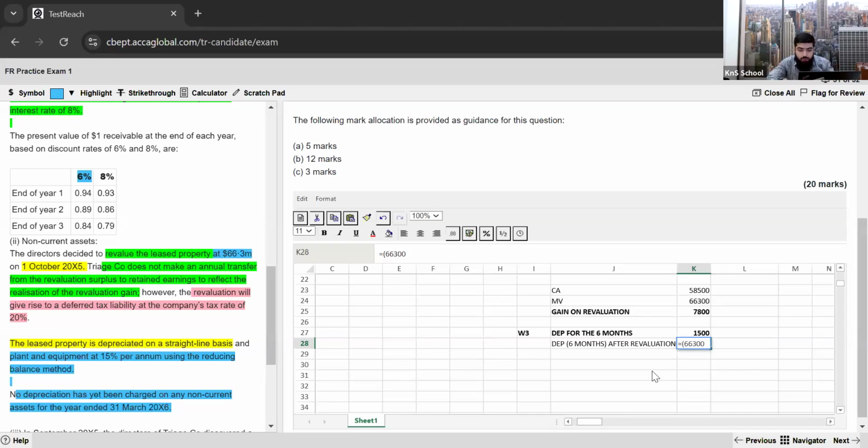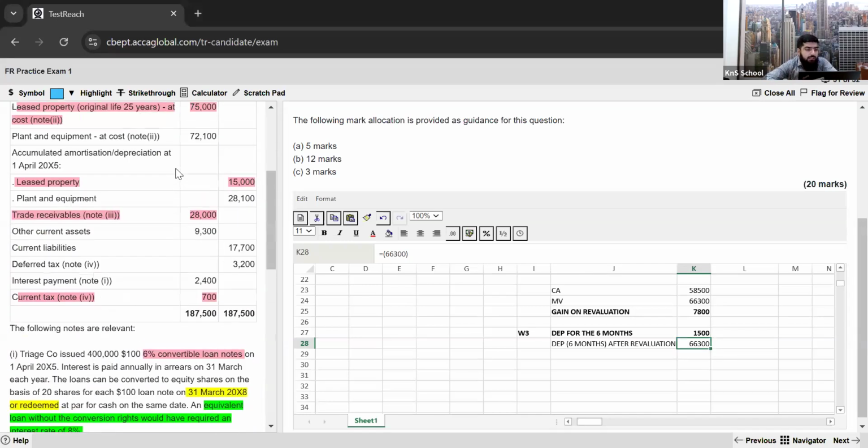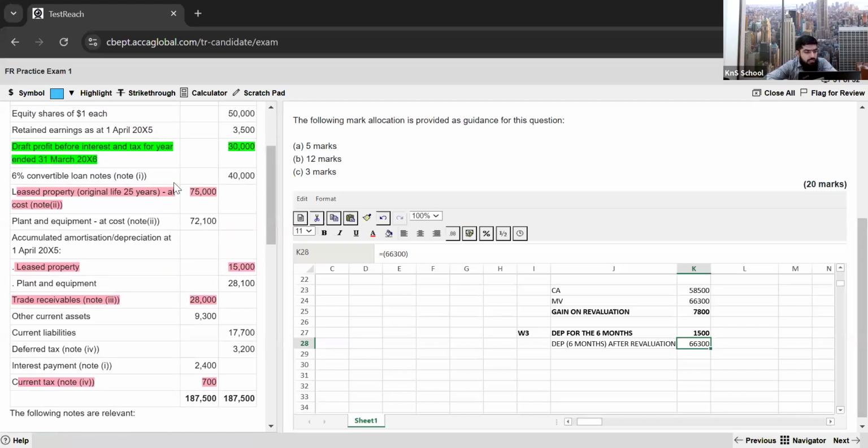Let me show you the working for this one. Now see, most of the time the examiner will state that the asset was purchased 5 years ago, 7 years ago, 8 years ago. But at times, the examiner will not give you how many years you have used that particular asset. For that purpose, the examiner will give you a hint, that is the accumulated depreciation which is given over here. And the accumulated depreciation is 15,000, which means that is the depreciation of all previous years.